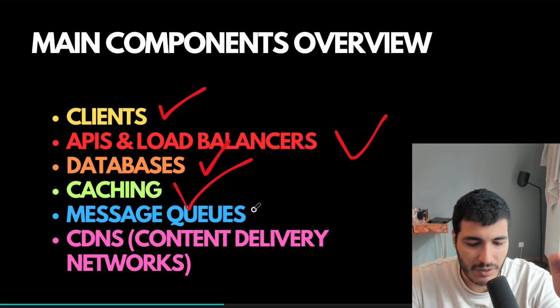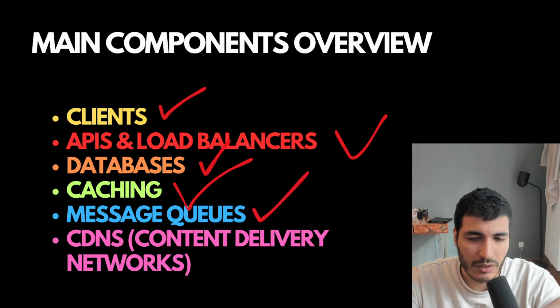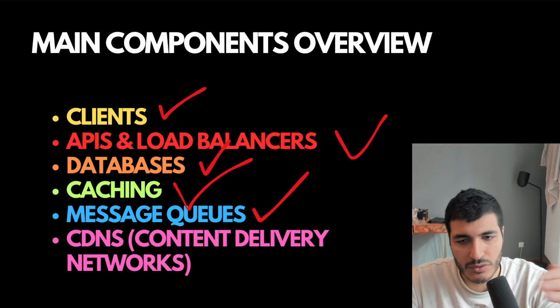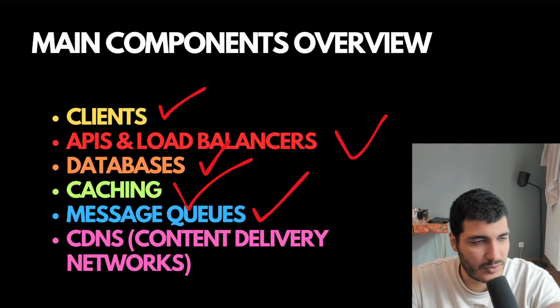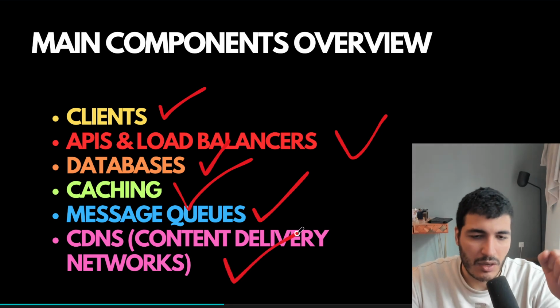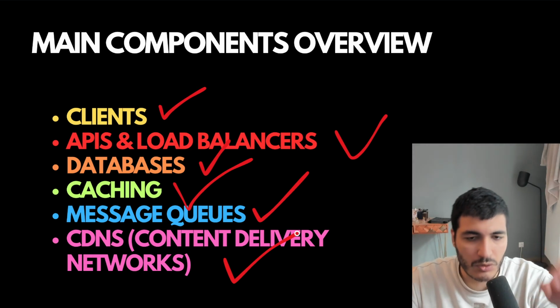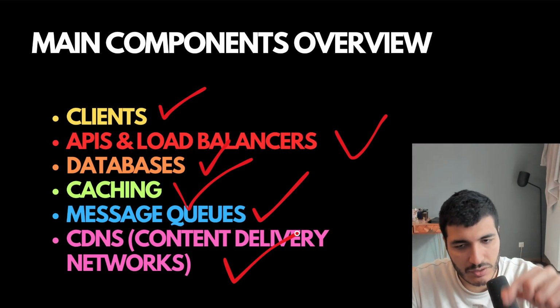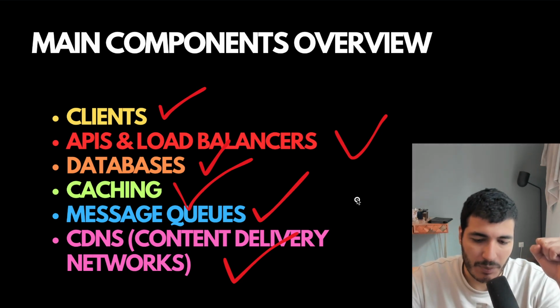And we have here the message queue for asynchronous processing. It's great when tasks don't need instant results, like sending emails or processing large data. Lastly, we have CDNs. It speeds up content delivery by caching files in geographically distributed servers near to the user.